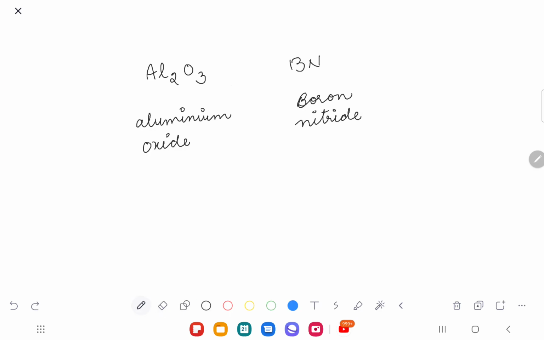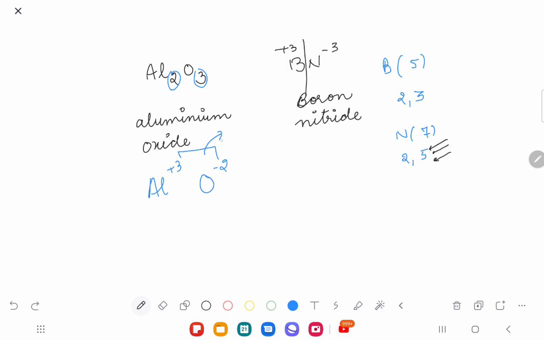Tell me. So boron's charge here would be what? Boron's atomic number is 5. Configuration is 2, 3. Nitrogen's atomic number is 7. Configuration is 2, 5. Right, Mark? So it is going to gain 3 electrons. So nitrogen would require minus 3, and boron shall acquire plus 3. So these are the charges that we have, minus 3 and plus 3. And here you know that aluminum's charge is plus 3 and oxygen's charge is minus 2. So the product here would become what, Mark?